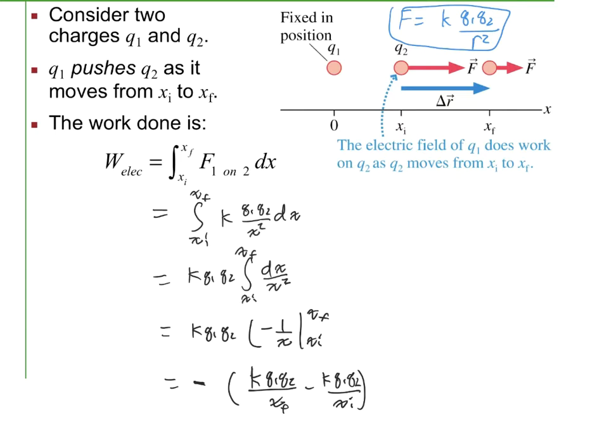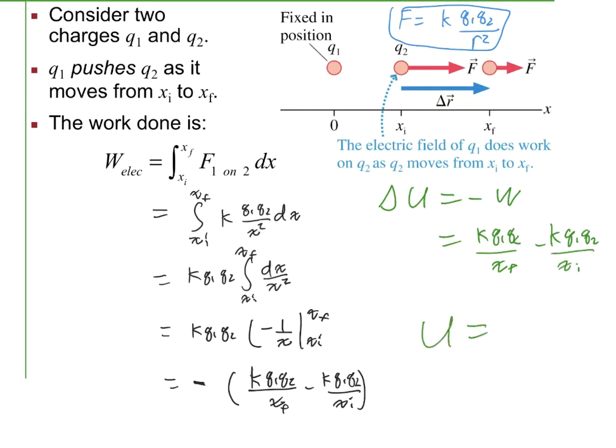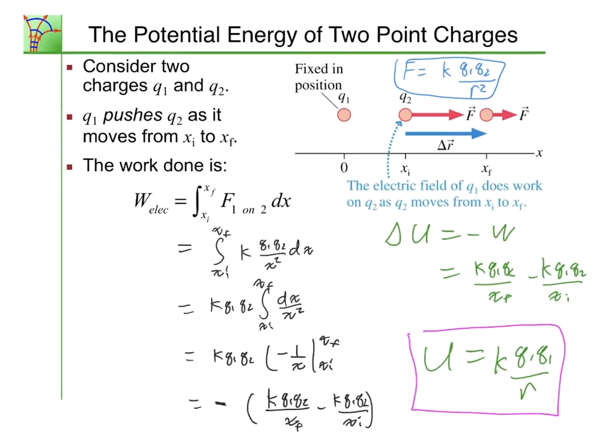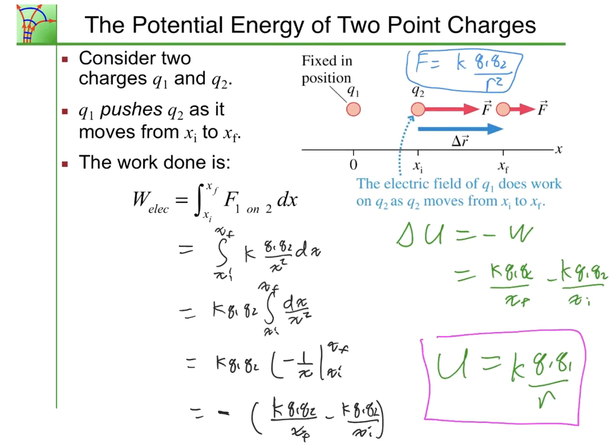Okay, so using that, we can say our definition for change in potential energy is equal to minus the work. So it's equal to K Q1 Q2 over X final minus K Q1 Q2 over X initial. So we're going to use that to define the potential energy stored between two charges as K Q1 Q2 over R. That is potential energy stored between two charges. And we can use that to solve all kinds of interesting conservation of energy problems.